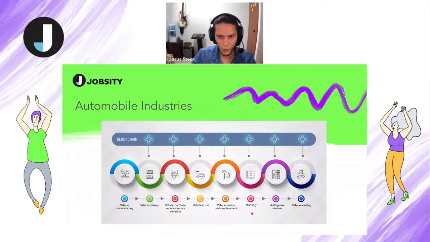Also for the warranty, and this is interesting. If you are reselling your vehicle, or you want to buy a second-hand vehicle and you want to be sure who was the owner before, blockchain could be a really good solution for that.